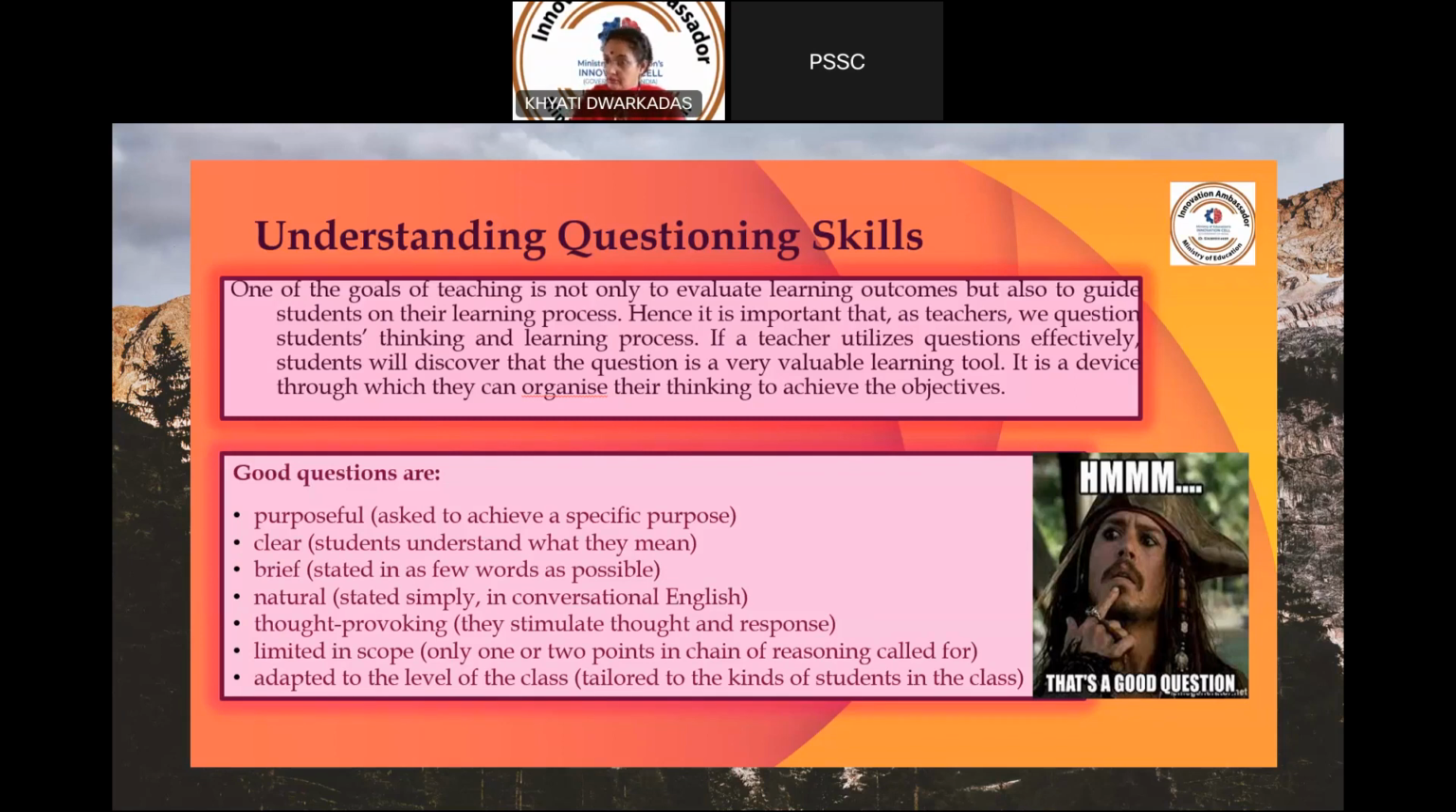thought-provoking, limited in scope, and adapted to the level of the class.